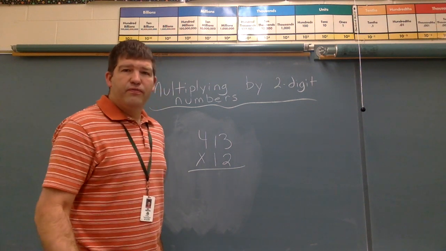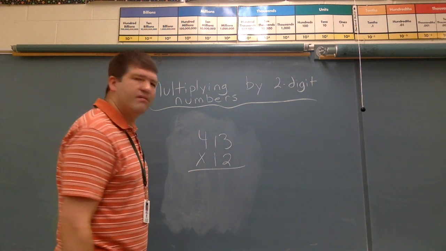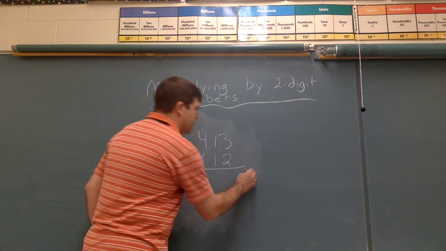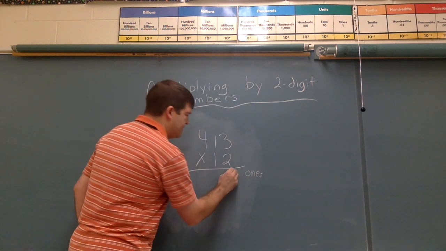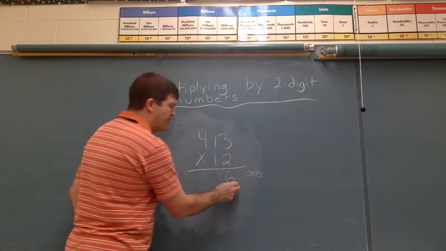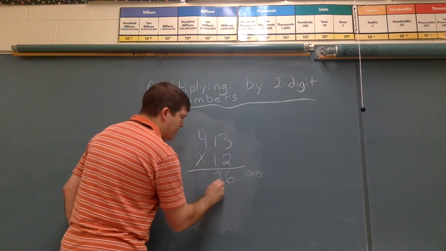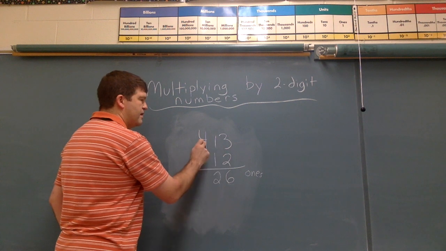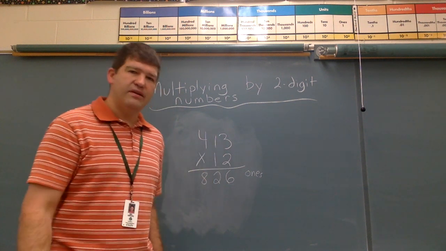Okay, so hopefully you've done the problem, and let me do it. We'll see if we do the same thing, and it'll all be good. So I'm going to start with my ones. 2 times 3 is 6. And because I'm in my ones, I can go right to the ones place value. 2 times 1 is 2. 2 times 4 is 8. All right, so there's my ones area.